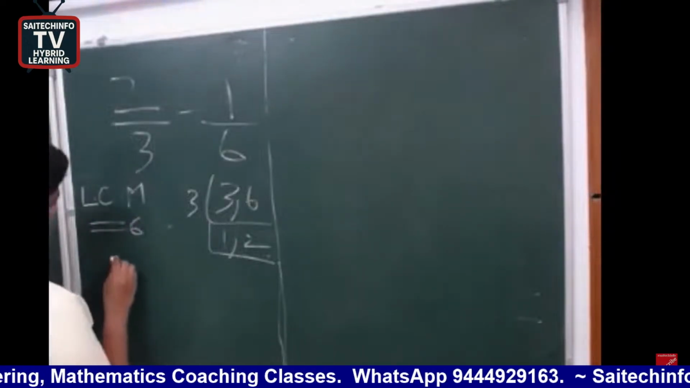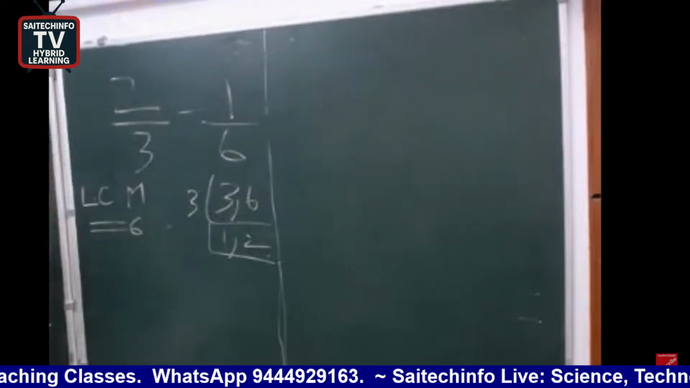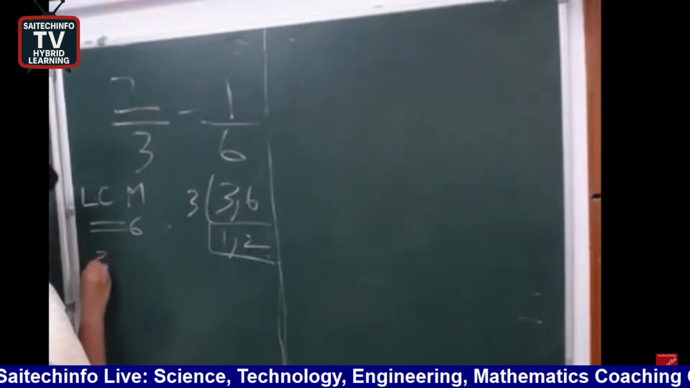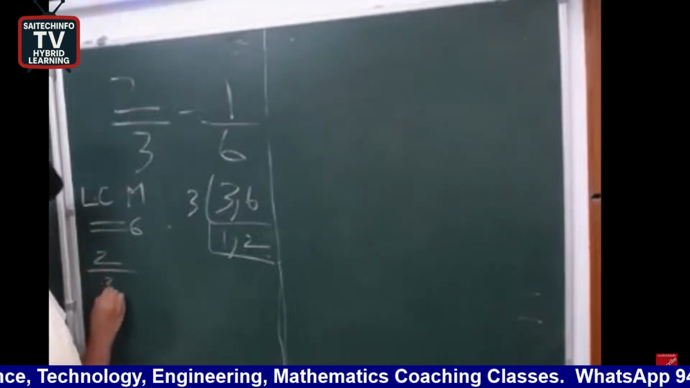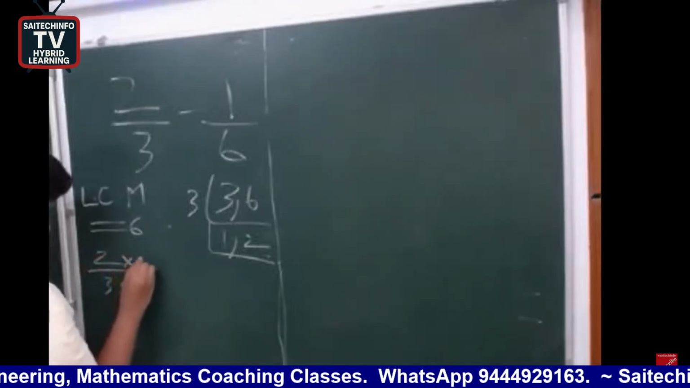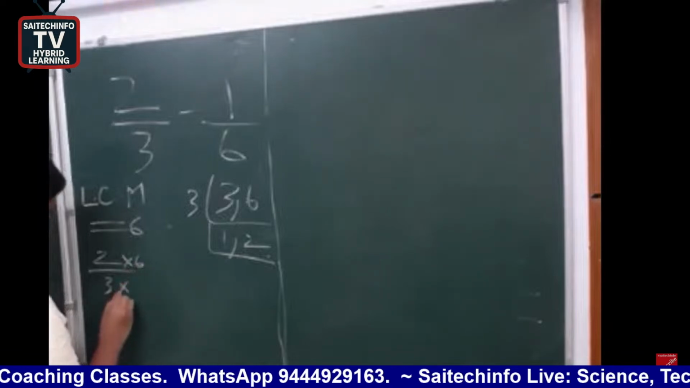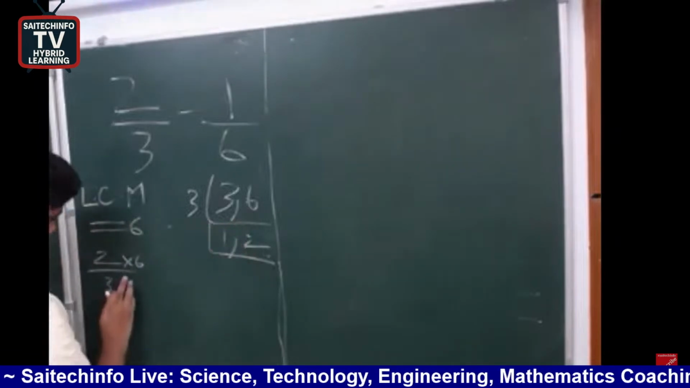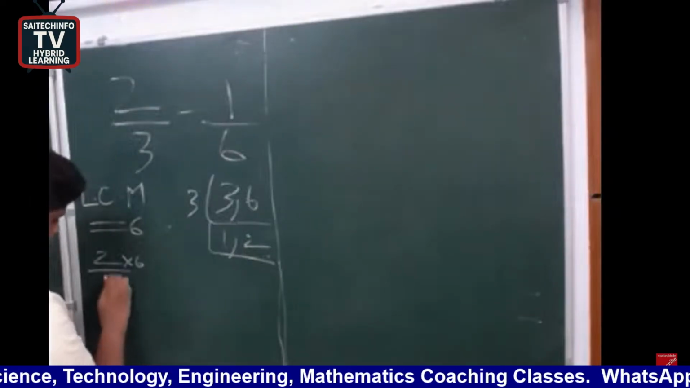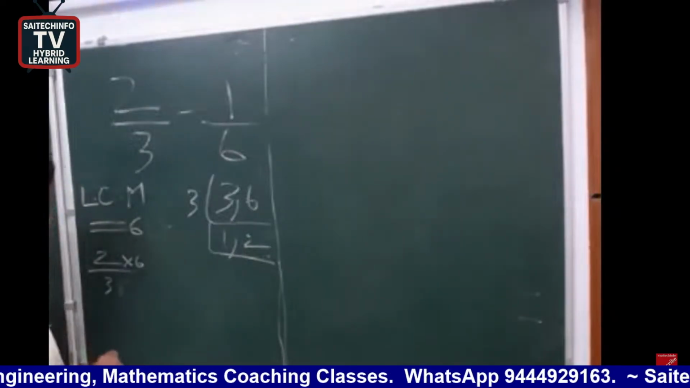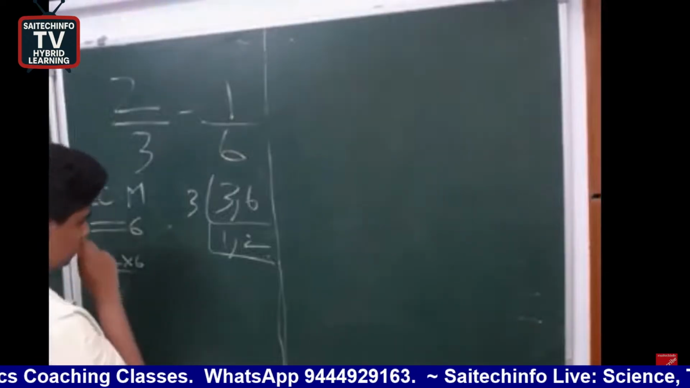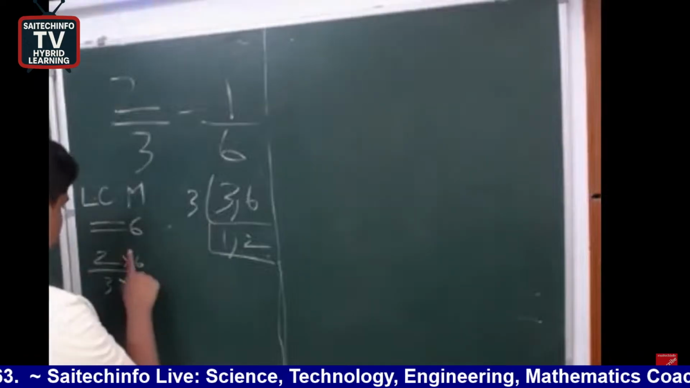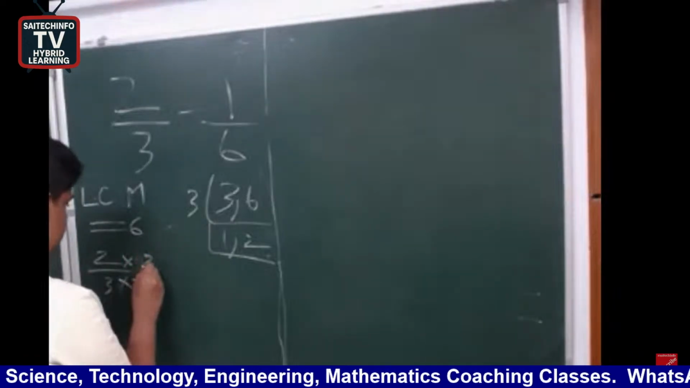Now what is our position? We have to convert the denominator, you should get 6. So by which you have to multiply? 2. Is it not? Yes, sir. So the same 2 should be multiplied in the numerator also. Okay. Right. Proceed.